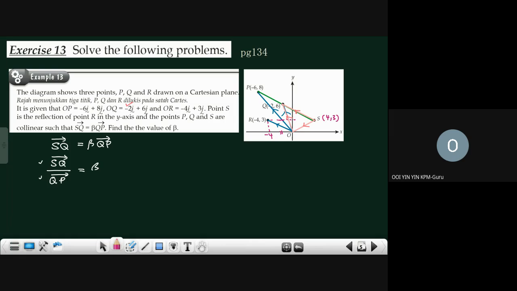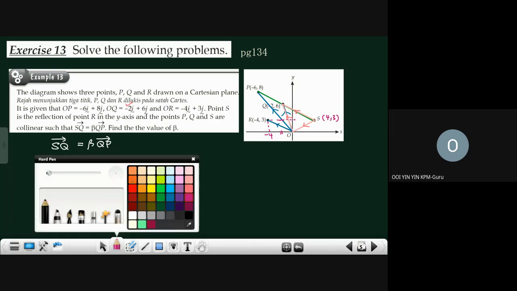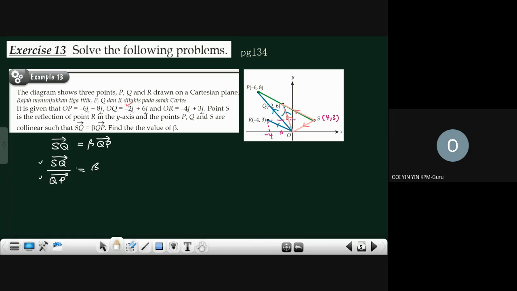Okay, so now, why don't we find separately? 我们分开找先. Okay, to find your beta is your SQ and your QB, right? So first we try to find it separately lah, so you won't be that confused. SQ first, okay. To find your SQ, just now you can find using the triangle law, right? Your SQ we can find from your S to O first, and then plus with your O to Q. Yeah, that will give you SQ.